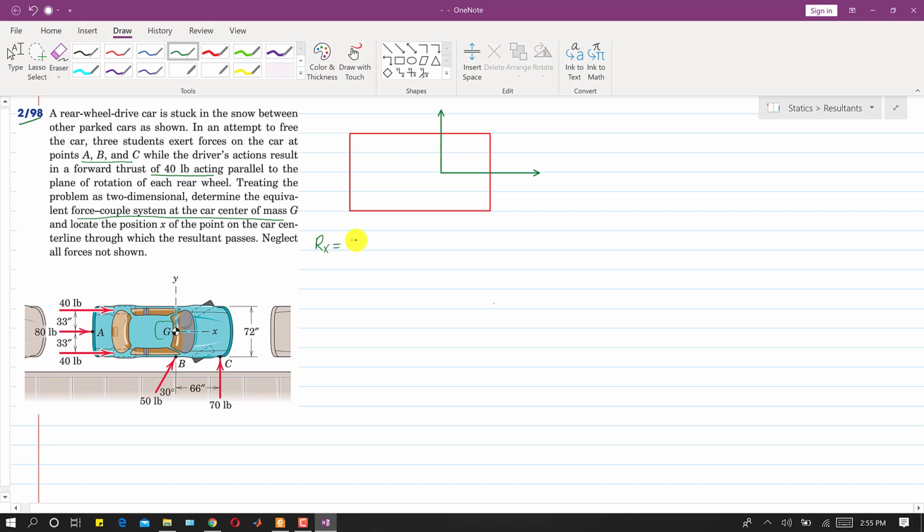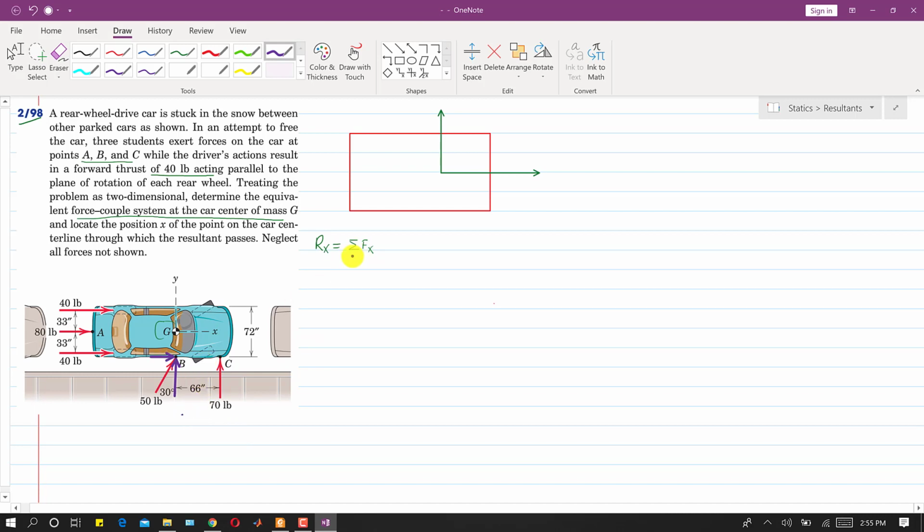So Rx will be equal to the summation of all forces along x, right? And here I will resolve this force into its components. So let me resolve this. This will be the cos component, and it is making 30 degrees with the y-axis, right? And this will be the sine component. So these are the two components.